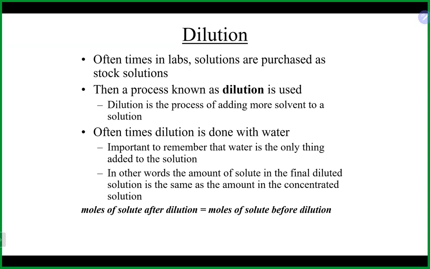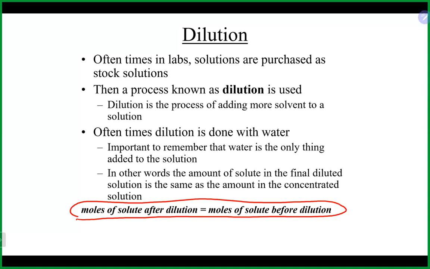So when we do a dilution, oftentimes the only thing that is added is more solvent. And in a lot of situations, the most common solvent used is water. But again, it doesn't always have to be water as a solvent. So when we add more solvent to do a dilution, the moles of the solute before and after the dilution remain the same. They do not change. But the molarity of that solution does go down.